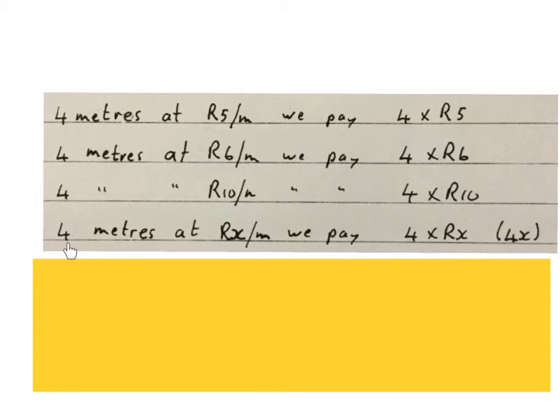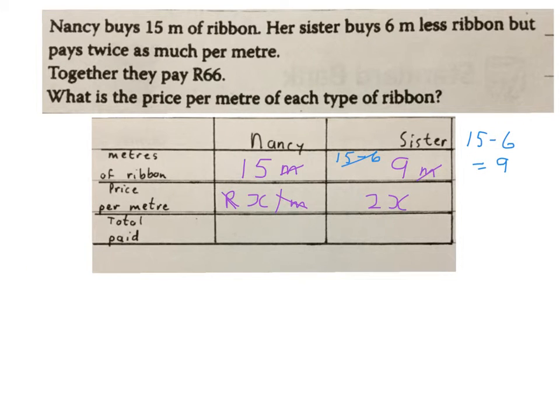Now, if you buy 4 meters at X Rand a meter, you will pay 4 times X Rand, which will give you 4X. So, if Nancy bought 15 meters at X Rand a meter, she would have paid in total 15X Rand, which will give you 15 times X, and her sister paid twice as much for the 9 meters, so it will be 9 times the price she paid. So this is the total price that Nancy paid, total price that her sister paid.